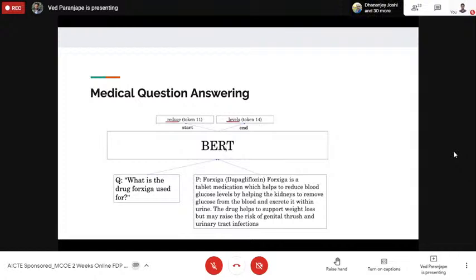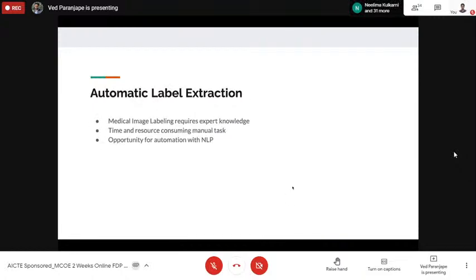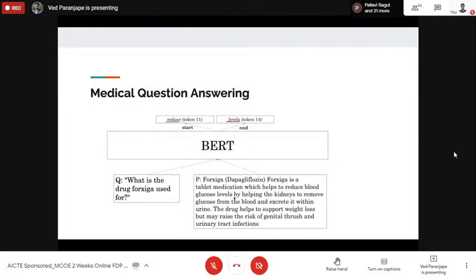BERT is Google's model. It's basically a natural language processing model. When you give it natural language data, it gets trained for that specific task. In this case, the task is question answering. So given a question and a passage, you have to find the answer to that question based on that passage. This is the training data, and the labels are the token numbers in the passage. Reduce is this word right here. Reduce blood glucose level. So reduce is the 11th token from the beginning of the passage, and levels is the 14th token from the beginning of the passage.